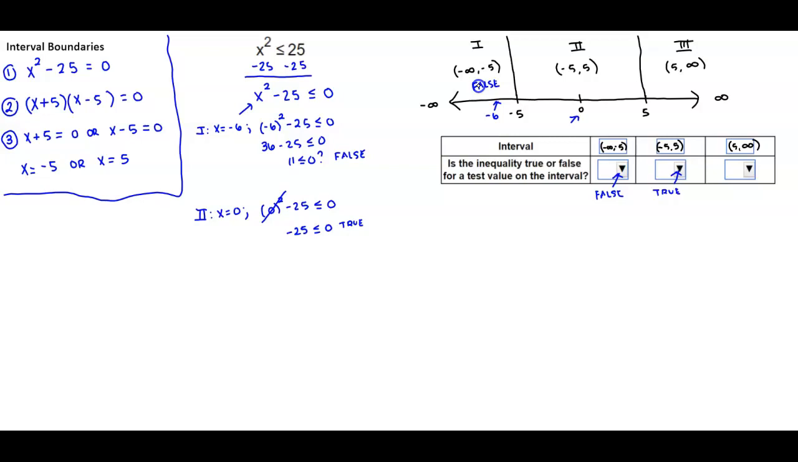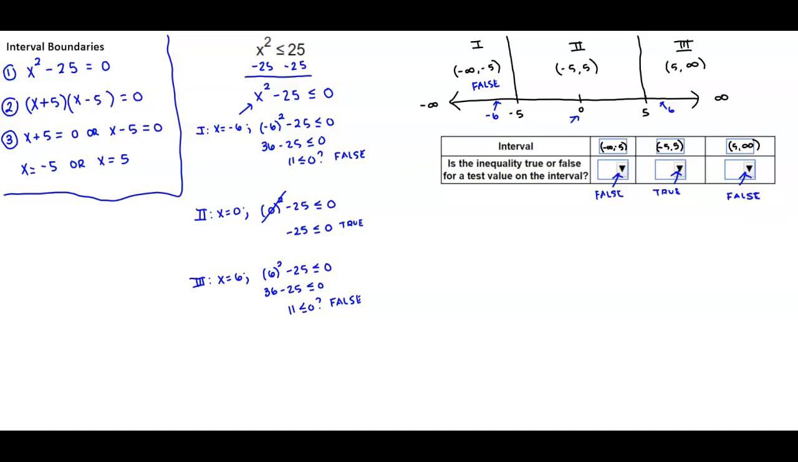Let's take a look at interval number 3. We can pick 6, so x equals 6. Plug in 6 squared minus 25 and determine if that's less than or equal to 0. Well, 6 times 6 is 36, and again we get 11. We've already determined that it's false, because 11 is not less than or equal to 0. So it's false there.